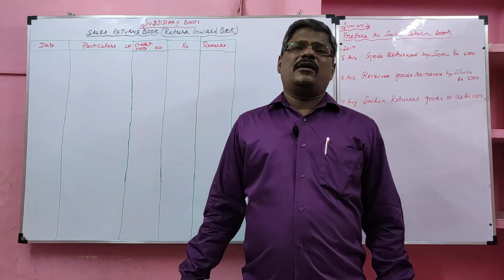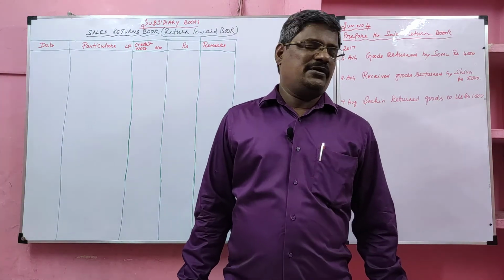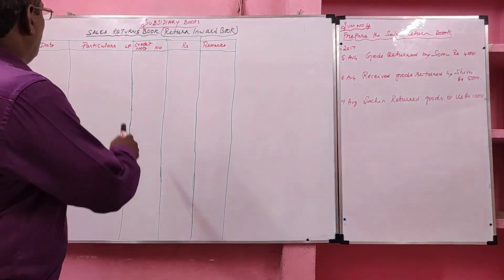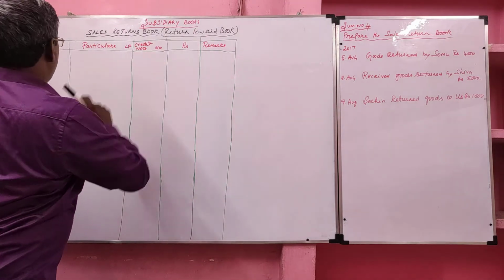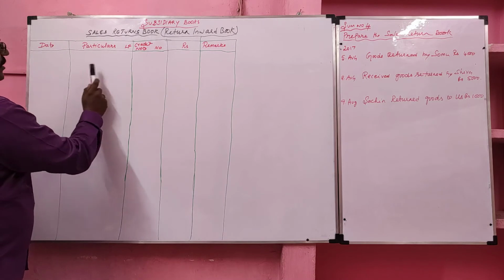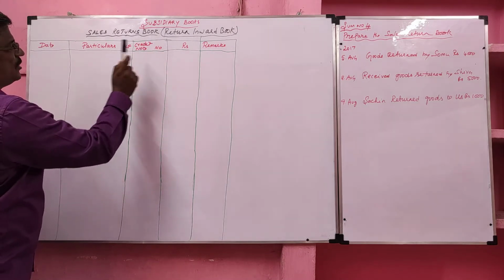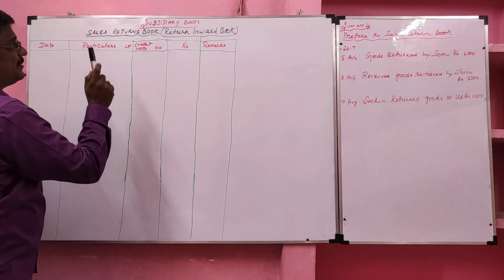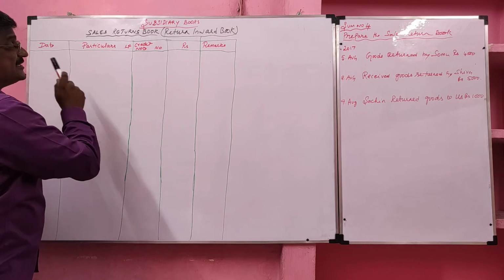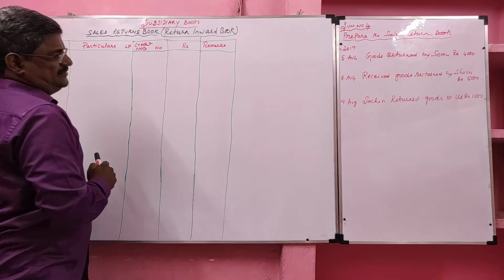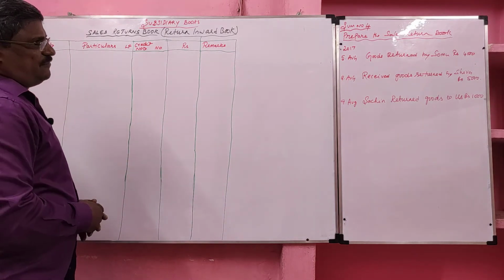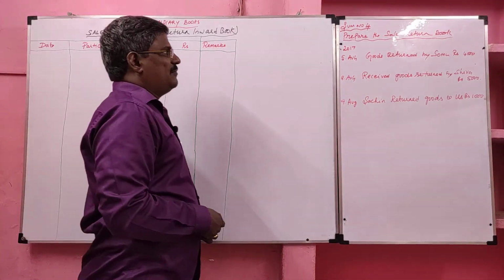Let me see the format of sales return book. Sales return book, also termed as return inward book: date, particulars, ledger folio, credit note number. Credit note is prepared by the seller and sent to the buyer. Then rupees and remarks, the reasons for return of goods. Now let me solve the problem.